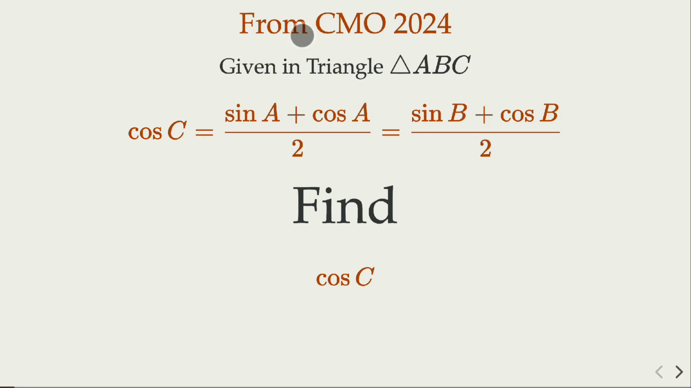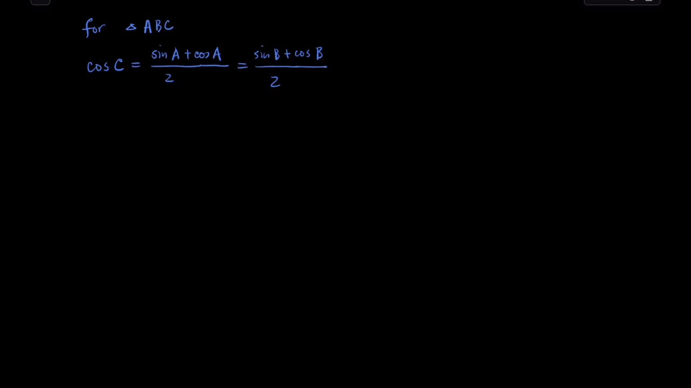This problem is from the China Math Olympiad 2024. It is actually a trigonometry problem. Here, we're given the angles in a triangle ABC, where cosine C equals half of the summation of sine A plus cosine A, similarly for B. Given that for the triangle, the three angles satisfy the following equation.